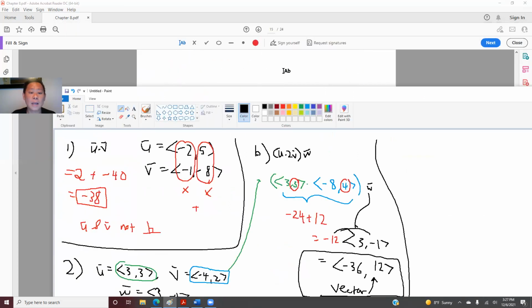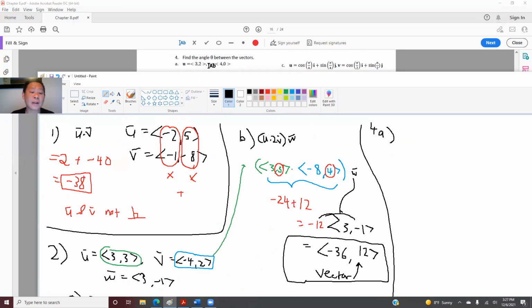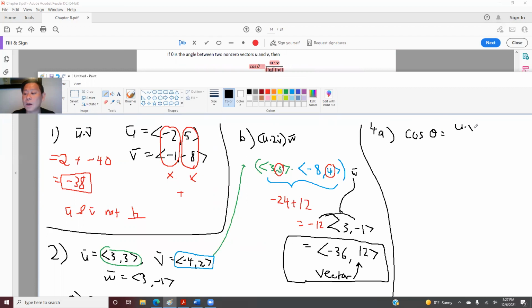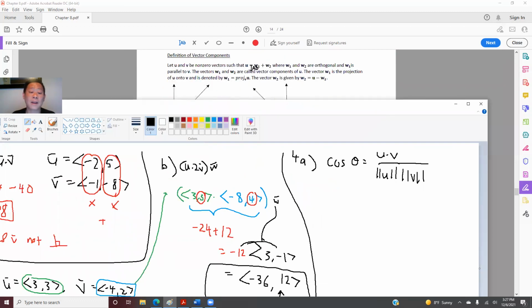Okay. Next, we're going to talk about your angle. So question number 4A is asking us to find the angle theta between the two vectors. In order for you to find this angle theta, you have to use the formula. And that formula is given by this: cosine theta equals U dot V over the magnitude of U times the magnitude of V. So this is the formula to find the angle theta.